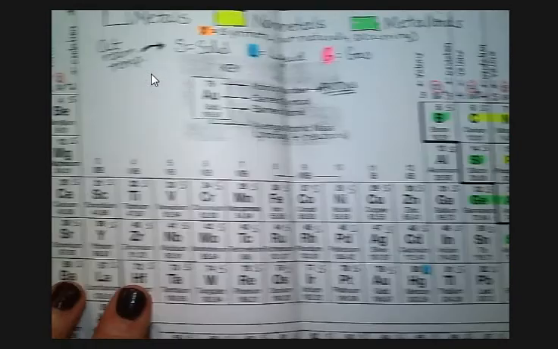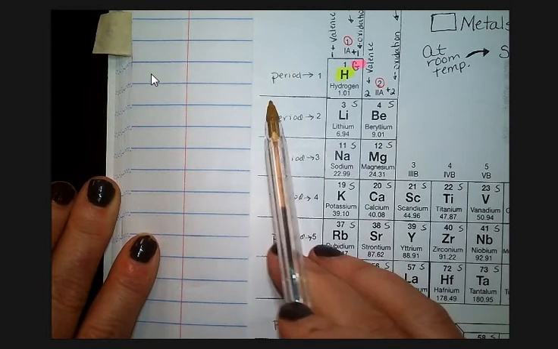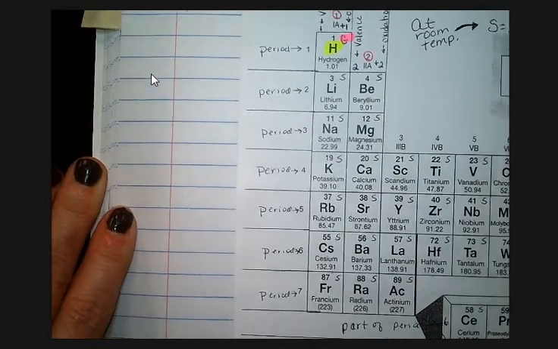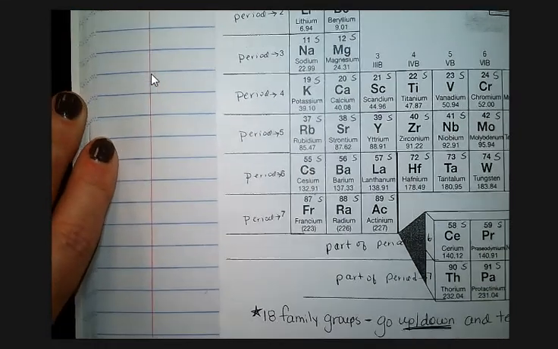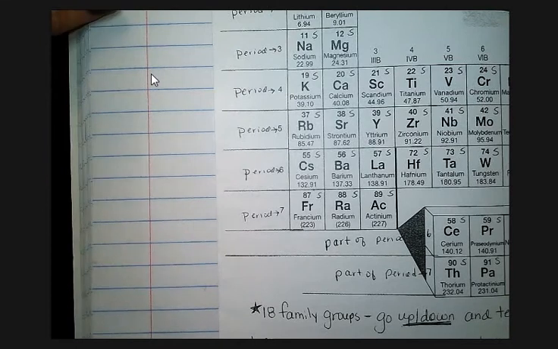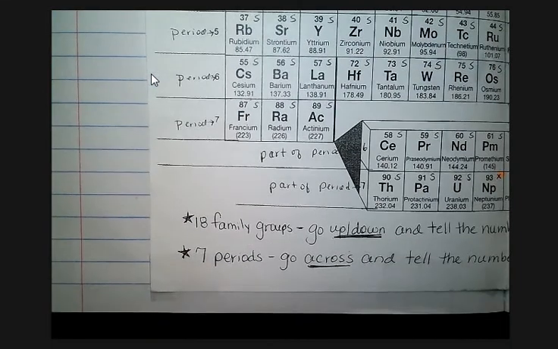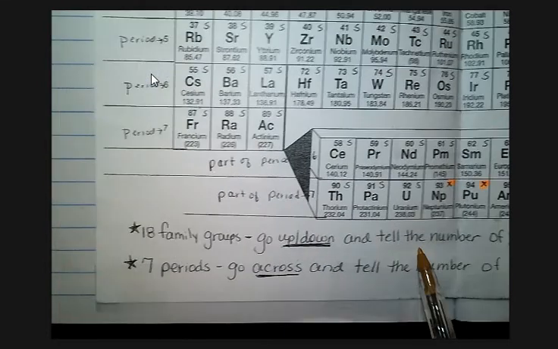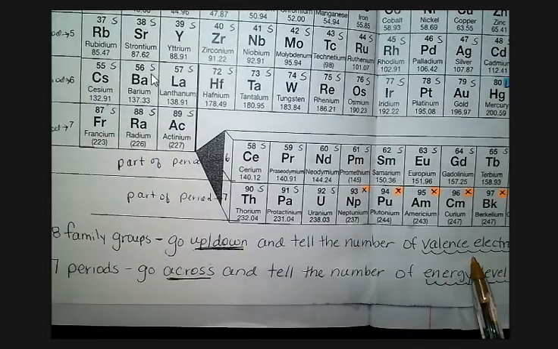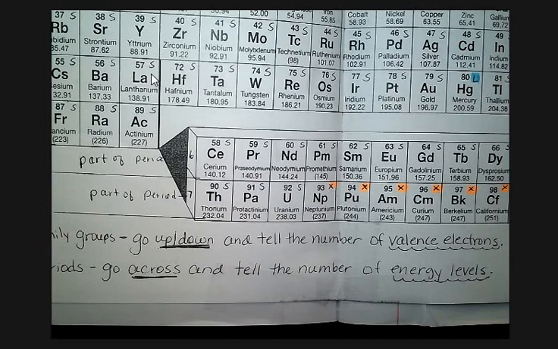The next thing we did is we talked about periods. So the periods, remember, are going across. So there are 7 periods on the periodic table. Even the ones that are dropped down underneath, this is part of period 6, this is part of period 7. So I did that, and then I even wrote a note at the bottom of your copy that the family groups go up and down or vertical, and they tell the number of valence electrons. Then your periods go across and they tell the number of energy levels.